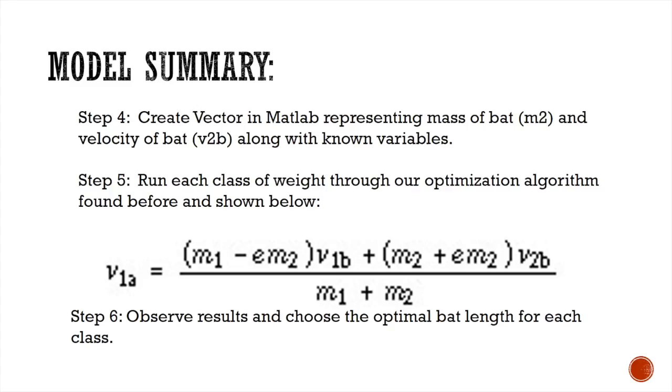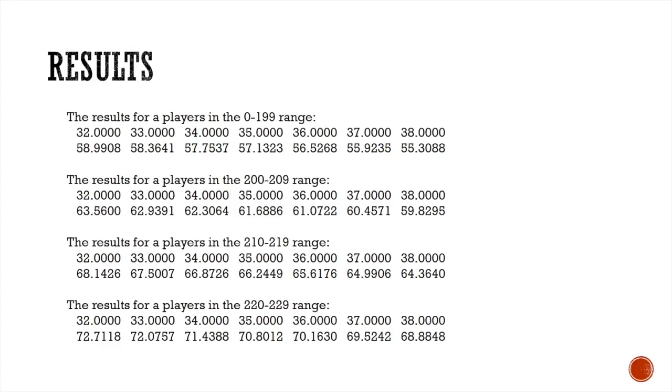Step 4, you create a vector in MATLAB representing the mass of the bat and the velocity of the bat, along with the known variables, those velocities being the ones we just populated. Now, running the code through our optimization algorithm found earlier and shown here, we can find the exit velocities in various classes for various bat weights. And step 6 is to reserve the results and choose the optimal bat weight for each class.